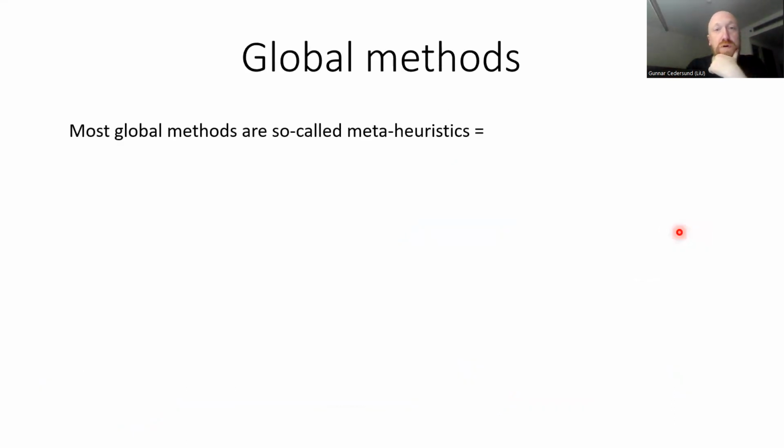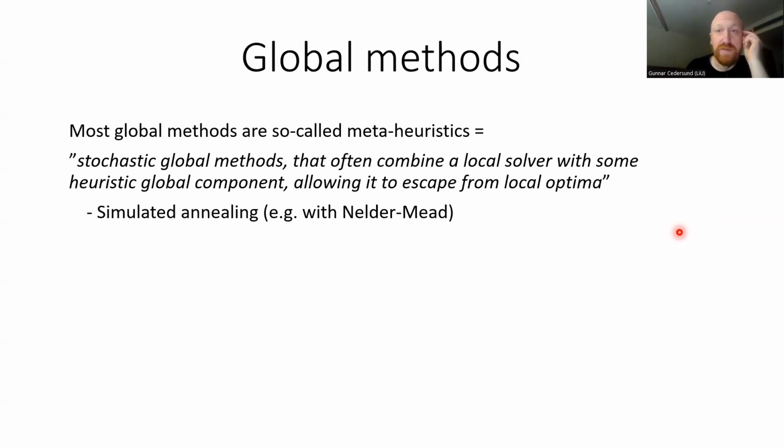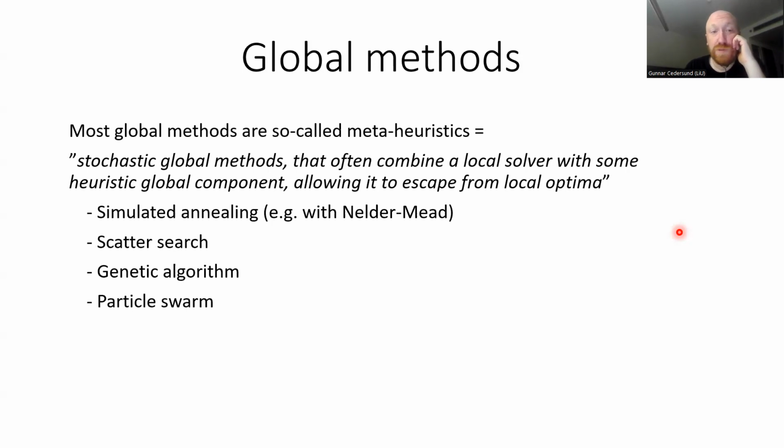So global methods are often also called meta-heuristics. They are stochastic global methods. It's one important class of global methods that combine a local solver, the ones that we saw in the previous video, with some heuristic global component that in one way or another allows you to escape from local optima. In this video, we will look at some of the most well-known alternatives. The first one is called simulated annealing, and this one will be combined with precisely this Nelder-Mead approach, this simplex that's moving around. We look at scatter search, genetic algorithms, something called particle swarm, and then in the end we'll wrap things up.